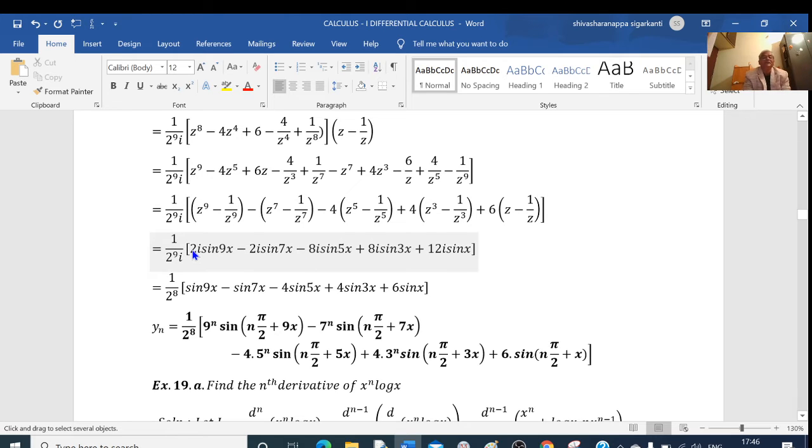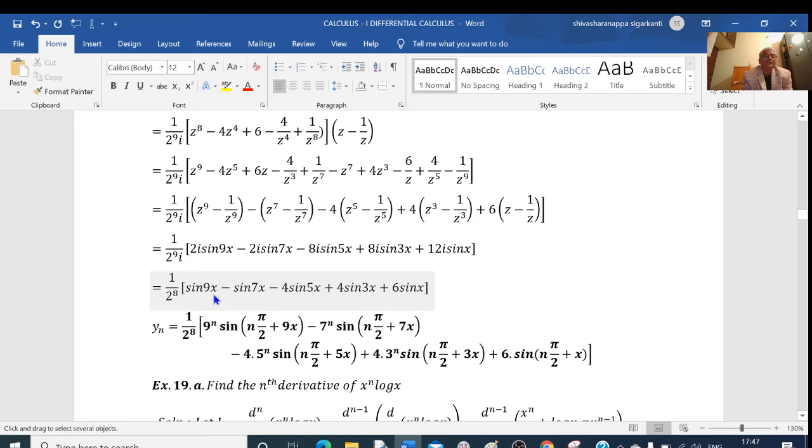And here, taking 2 common factor in each term and cancelling with this 2 raised to 9, I am getting 1 by 2 to the power of 8. And taking this i inside, each i gets cancelled. Then what I am getting is 1 by 2 raised to 8 times sin 9x minus sin 7x minus 4 into sin 5x plus 4 into sin 3x plus 6 into sin x. So this is my y.